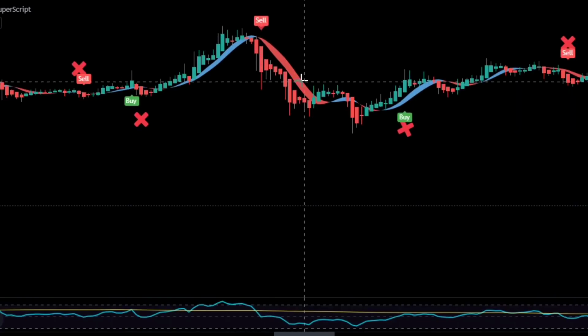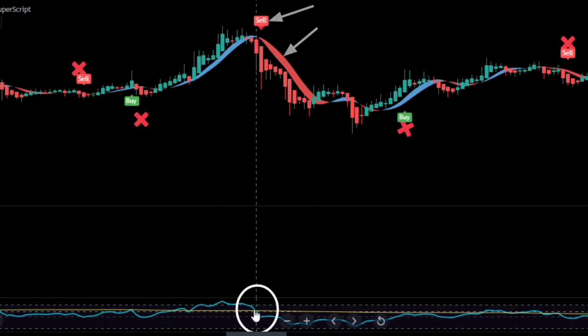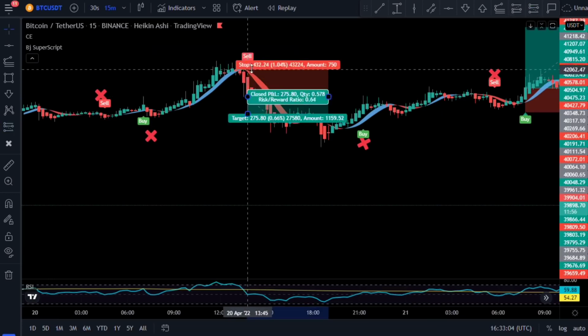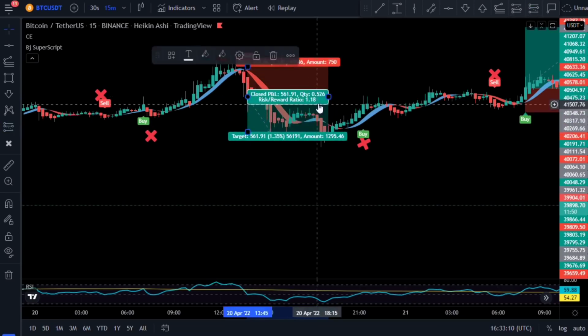Here are the 3 conditions for a short sell position and this signal is valid. Profit of the second target was achieved. Risk to reward ratio 2 profit.